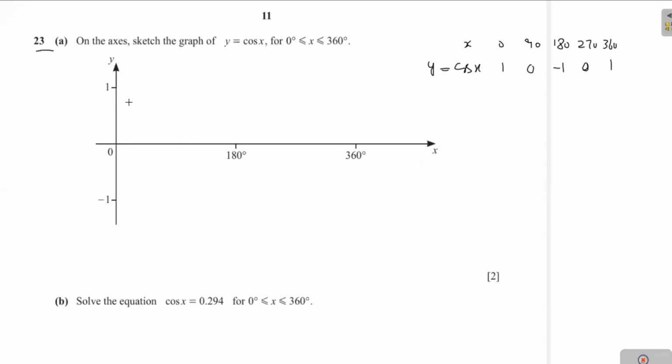We will mark these values here. This is 0, 1, and next this is 90, 0, and next is 180, minus 1. This is 270, 0 point, and this is 360, 1. Now we will join these points. And this is the graph of y equal to cos x.